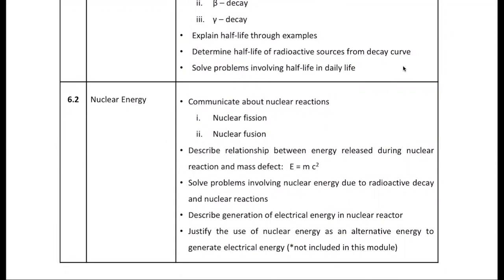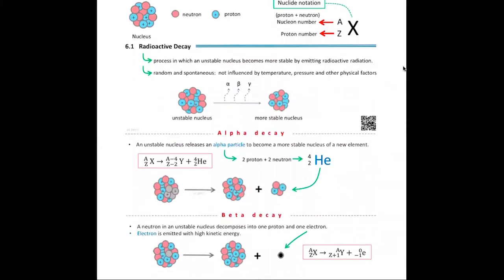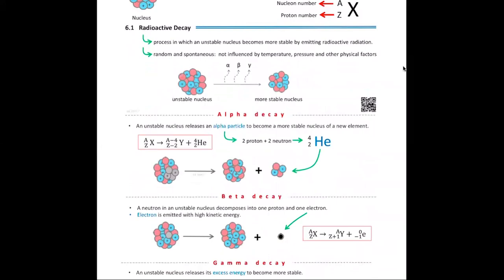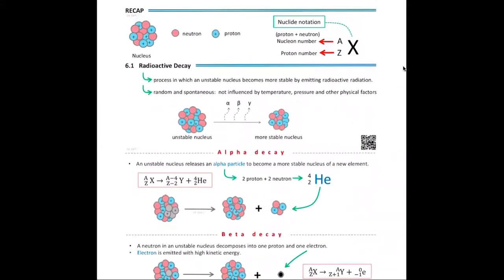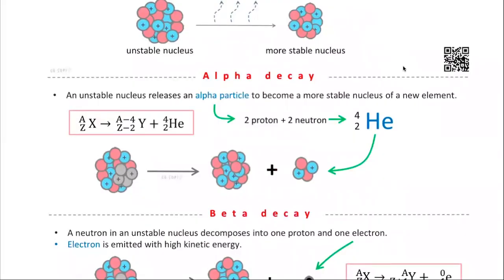And you have also learned about how to use the formula of E equals mc squared in solving the problems involving the relationship between energy and also the mass defect. All right, so we will go through those, especially the ones involving calculation. Now for our alpha decay, okay, so let's recap back.